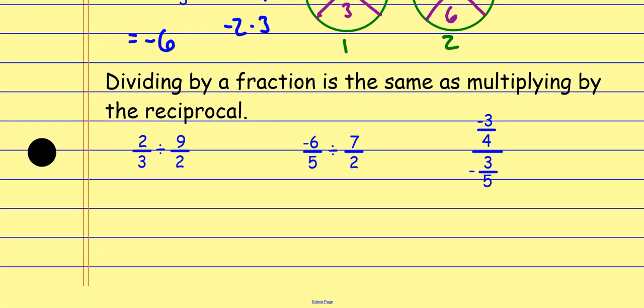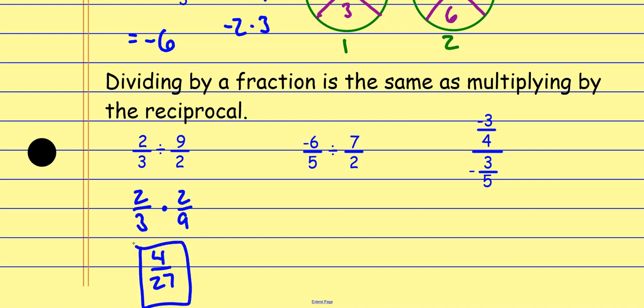And so for something like this, dividing by a fraction, same as multiplying by the reciprocal, we essentially do this. We say, okay, this is 2 over 3. Instead of dividing by 9 over 2, I'm going to multiply by 2 over 9. And now once again, multiplication, we just learned that one. 2 times 2 is a 4. 3 times 9 is a 27. And now I would do the division or the reducing or whatever I can do, which I can't do anything here.